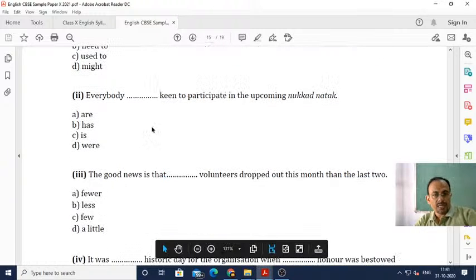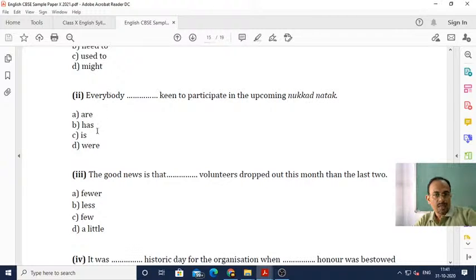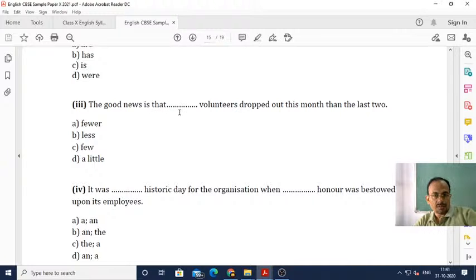Next is everybody dash keen to participate in the upcoming Nukkar Natak. Everybody is keen. Everybody is always third person singular number, so is keen. Next, the good news is that volunteers dropped out this month than the last two. Fewer volunteers, fewer. Or you can fewer and few.